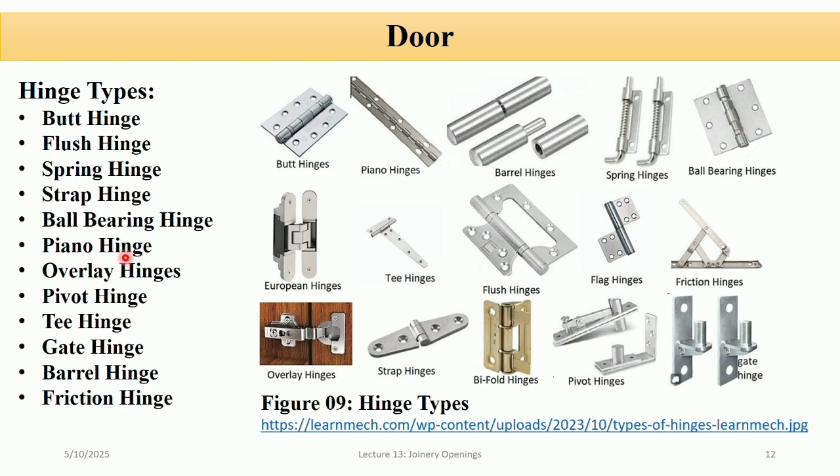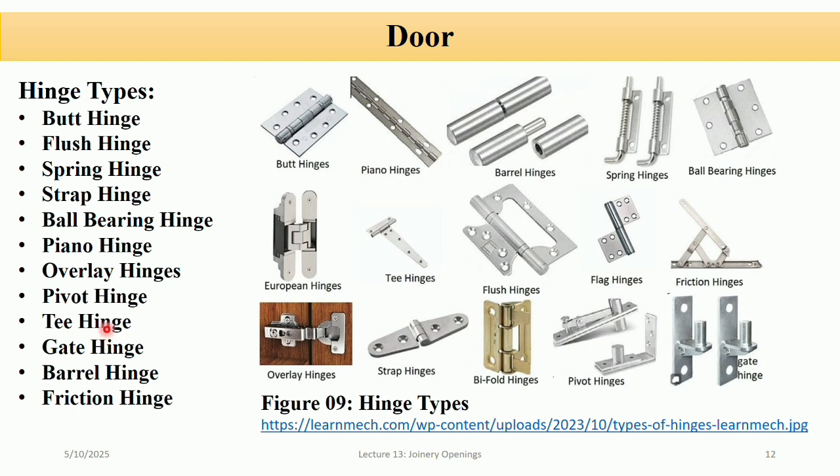Piano hinge. A long hinge running the full length of a door or lid, offering even support. Overlay hinge. Overlay hinges are used in cabinets where the door overlays the cabinet frame, often found in modular furniture. Pivot hinge. It allows the door to pivot from the top and bottom rather than side-mounted leaves. So this is a pivot hinge.